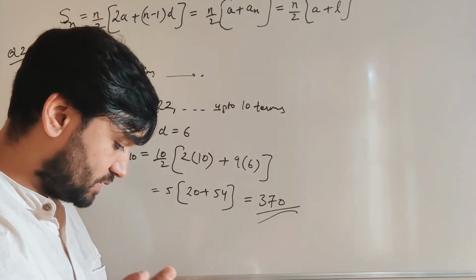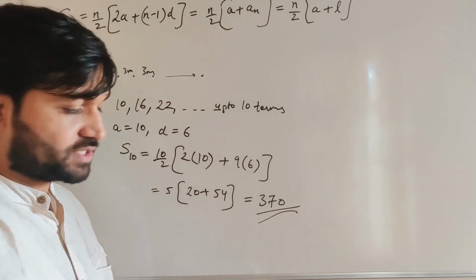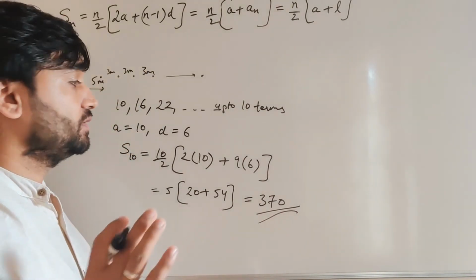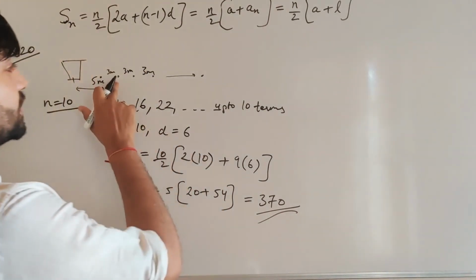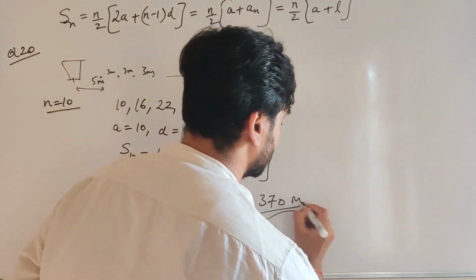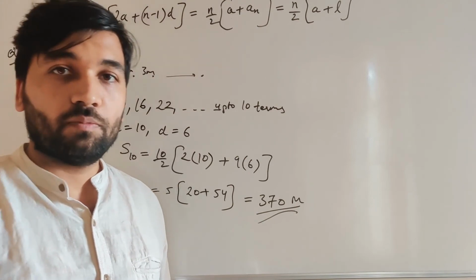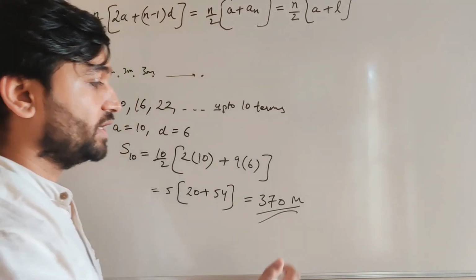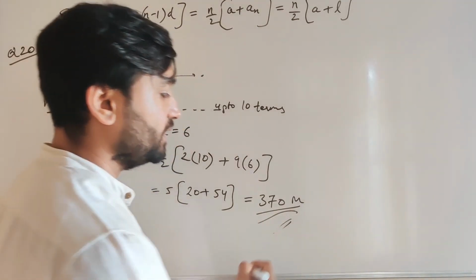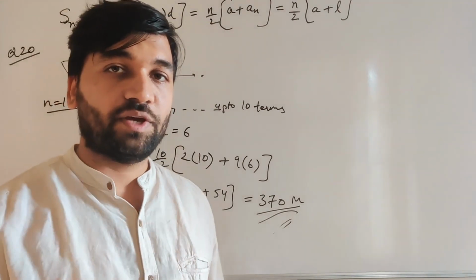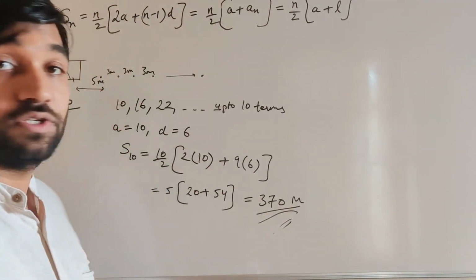Again, here they are asking what is the total distance the competitor has to run. So this is in meters. For the total distance, you should definitely put the units. It's very important again. For word problems, make sure the final answer is written with the right units. So 370 meters is the total distance traveled by the competitor. This is how we solve this question.